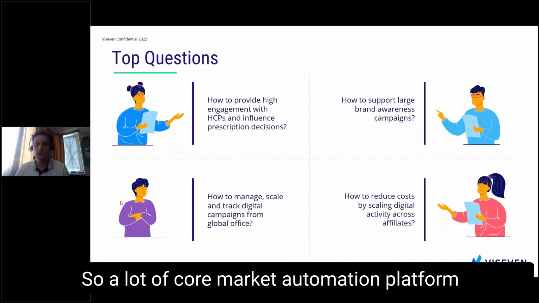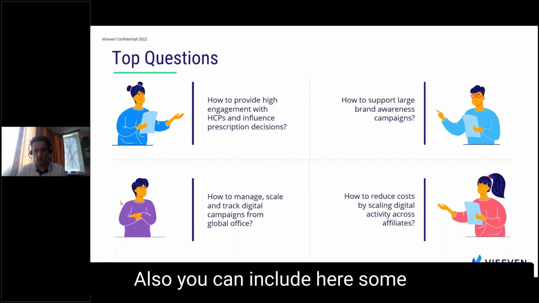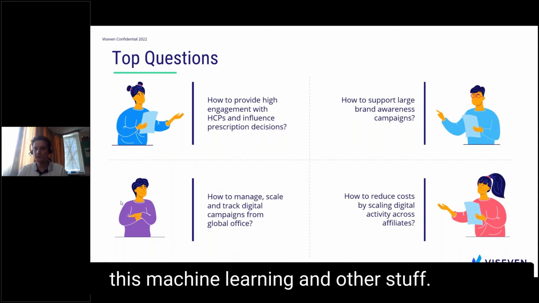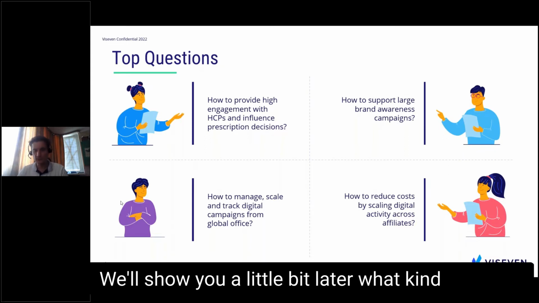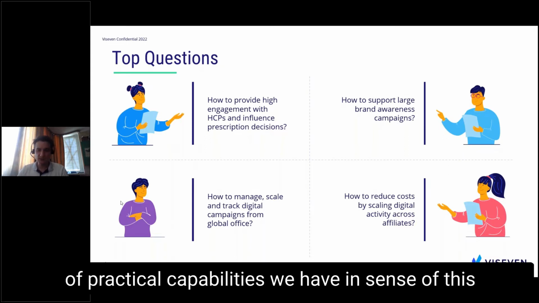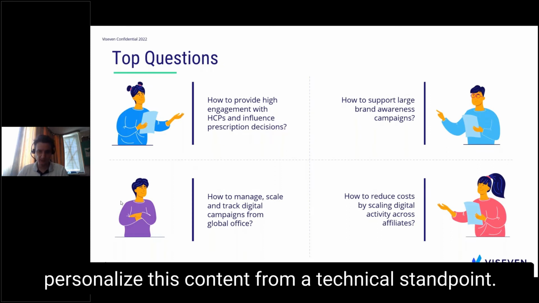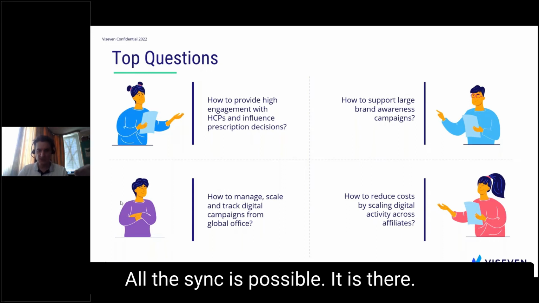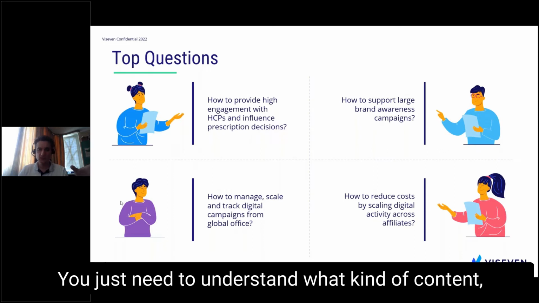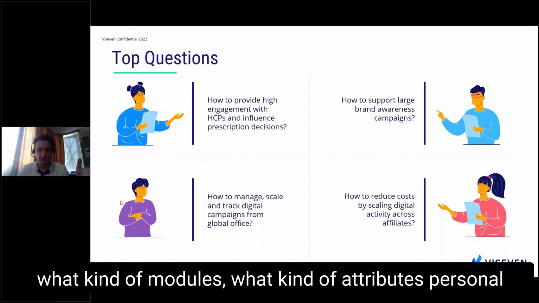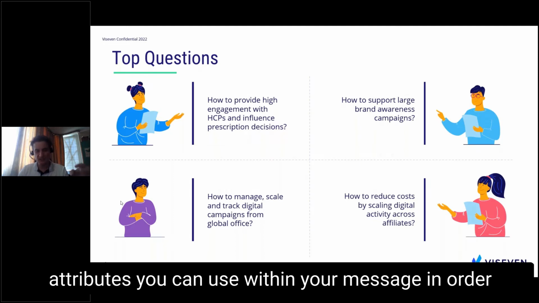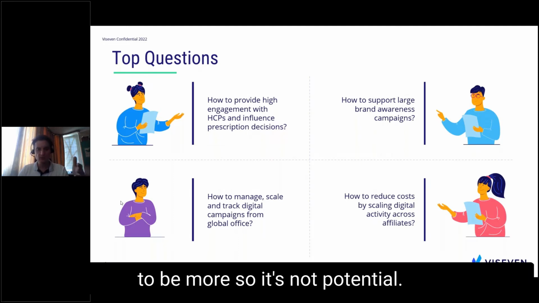Core marketing automation platforms have a lot of capabilities for personalization. Also, you can include machine learning and other things here. We'll show you a little bit later what kind of practical capabilities we have in terms of personalization using these additional features, and really try to personalize this content. So from a technical standpoint, all of this is possible. It is there. You just need to understand what kind of content, what kind of modules, what kind of personal attributes you can use within your message in order to be more personal.